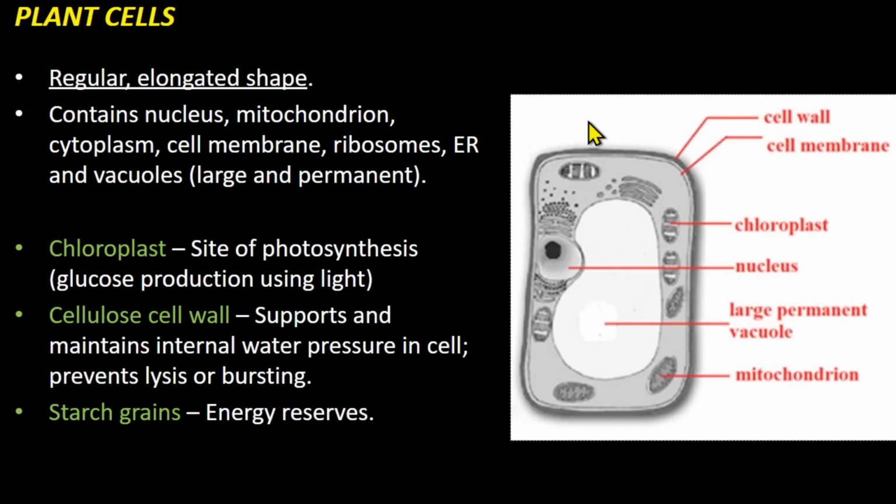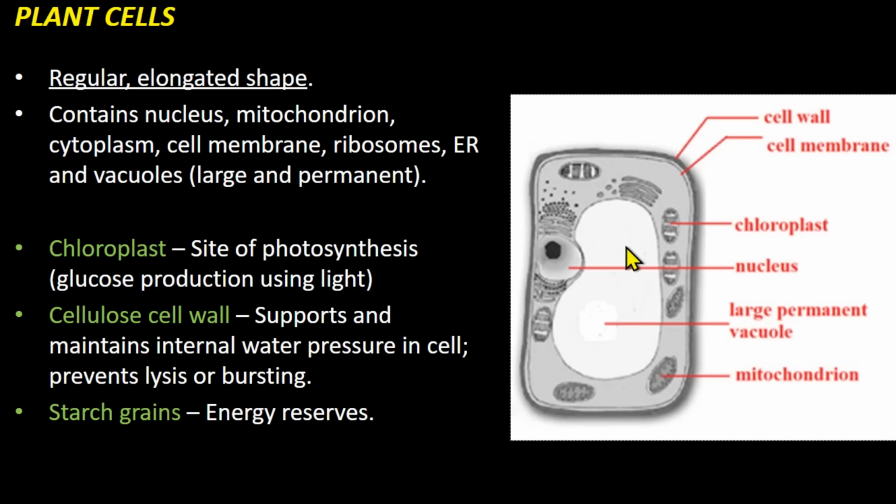Here we have an undifferentiated plant cell. This has a more regular, elongated shape. It contains many similar organelles as the animal cell, which includes the nucleus, mitochondria, the cytoplasm, the cell membrane, the ribosomes, and the endoplasmic reticulum, and vacuoles, except now the vacuole in the plant cell is large and permanent. This is because the plant cannot actually get up and move around. It has to store much more water and minerals than an animal cell does.